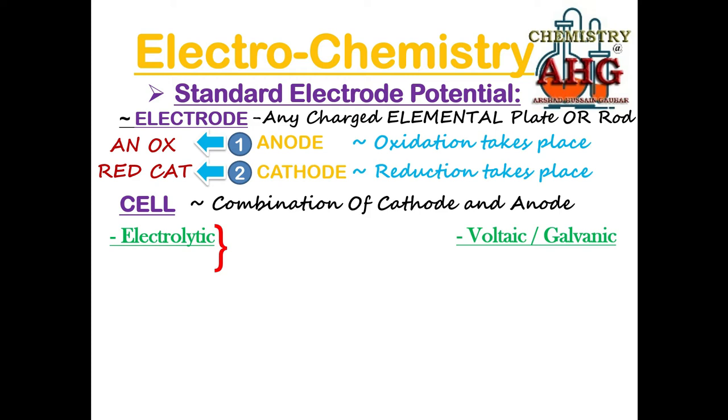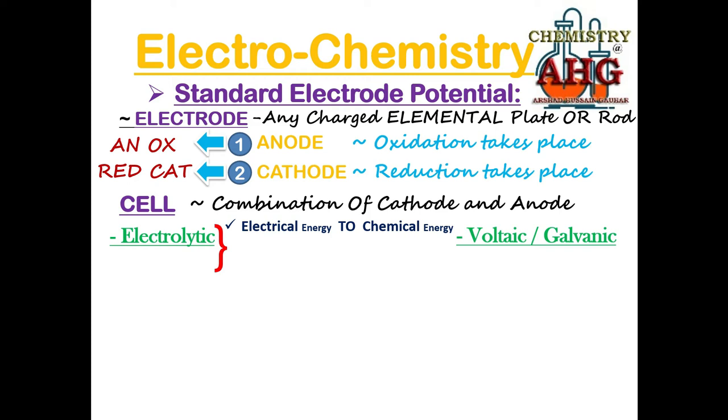First of all, for electrolytic cell, the most important thing you should remember is that an electrolytic cell is a cell in which electrical energy is converted to chemical energy. Whenever in a setup electrical energy is converted to chemical energy, that is known as an electrolytic cell. What is a voltaic or galvanic cell? It is opposite to the electrolytic cell. In a voltaic or galvanic cell, chemical energy is converted into electrical energy.